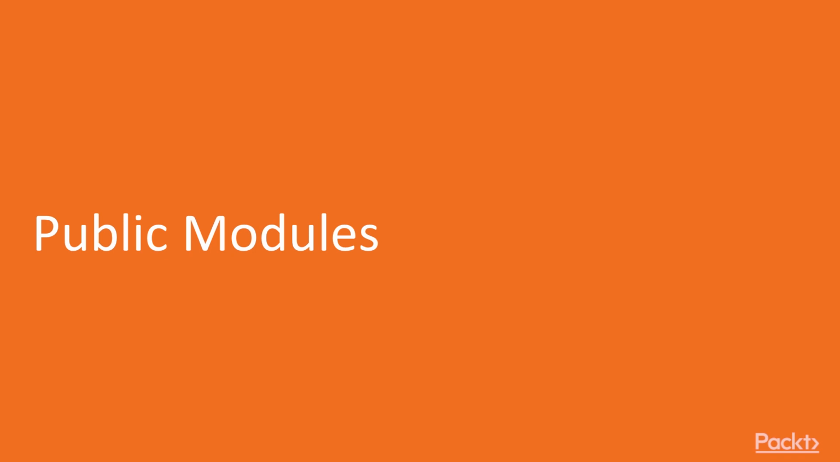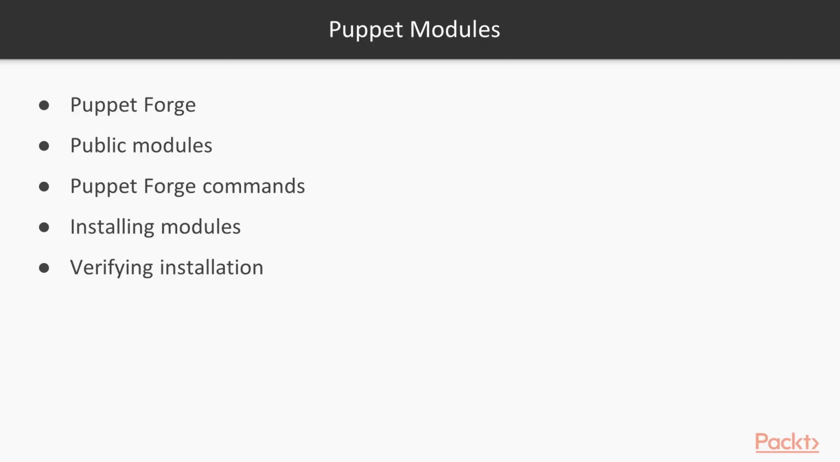Puppet Forge is a public Puppet module repository. All you need to do is install the module, then verify the installation. So, here we have public modules. Modules are where you keep your Puppet code. Each module manages a specific task in your infrastructure, such as installing and configuring a piece of software. Puppet modules serve as a structure that defines Puppet itself. Modules are designed to be shareable and reusable.